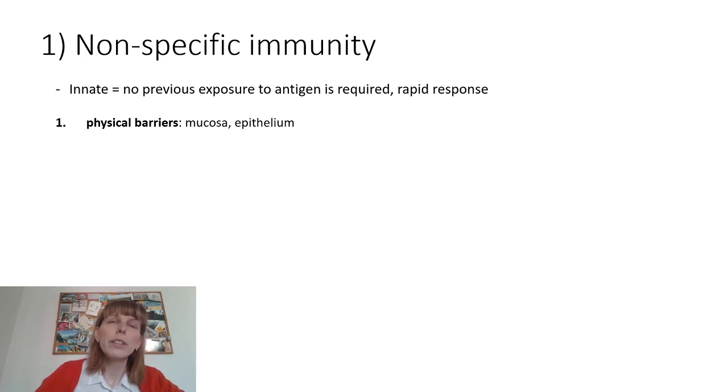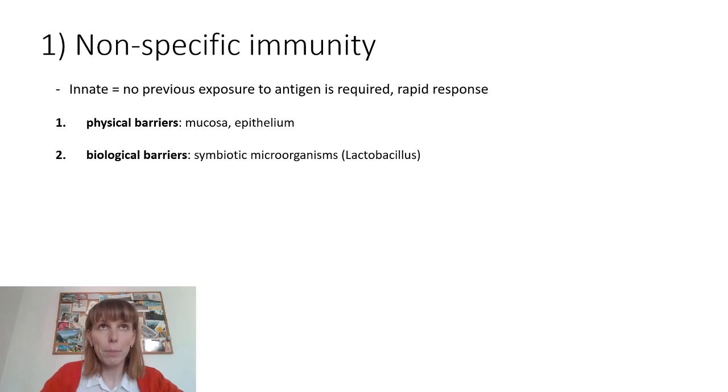And so the non-specific immunity has many options how to protect your body. It could be very simple. It could be just physical barriers protecting you from the outside, from all the pathogens that could get into your body. So that could be mucosa and the epithelium. So epithelium is lining both the outside of your body, the skin, and the inside cavities as well. So it's protecting you from pathogens.